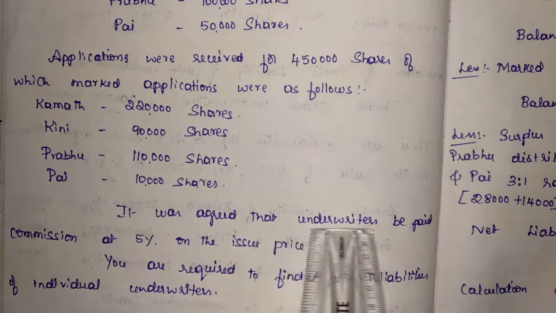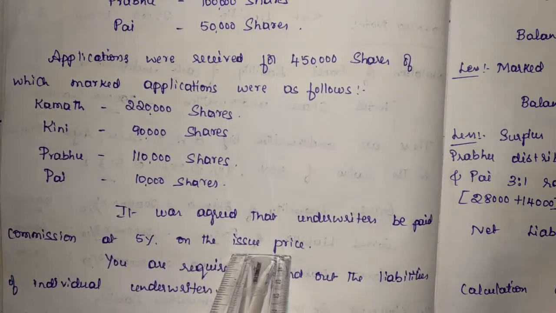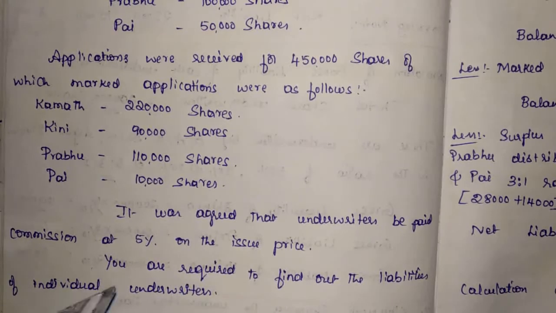It was agreed that underwriters be paid commission at 5% on the issue price. So what is the issue price? Issue price is 10 rupees face value plus 10% premium, total 11. So you are required to find out the liabilities of individual underwriters. So you need to calculate the underwriters' liability.